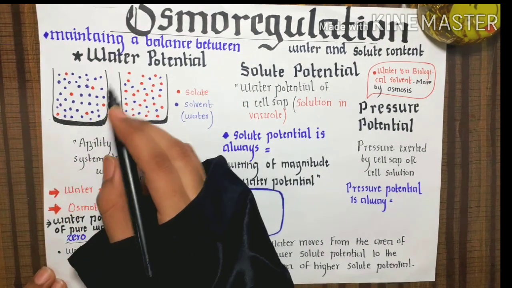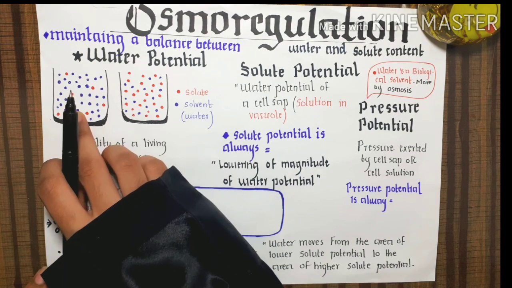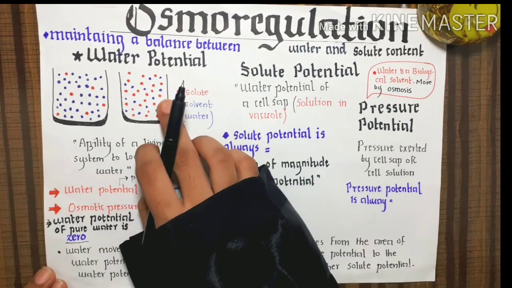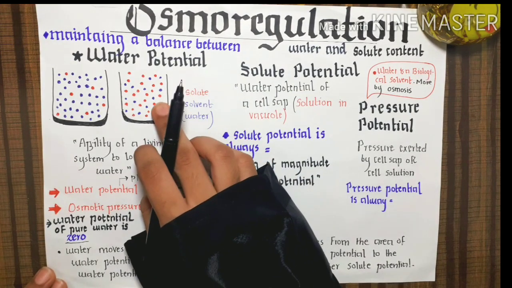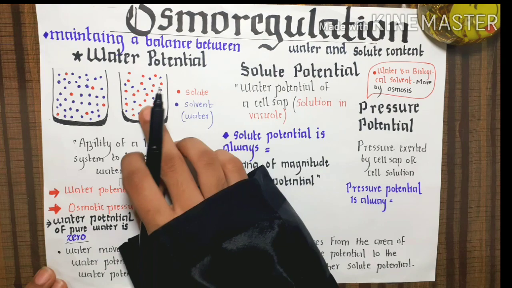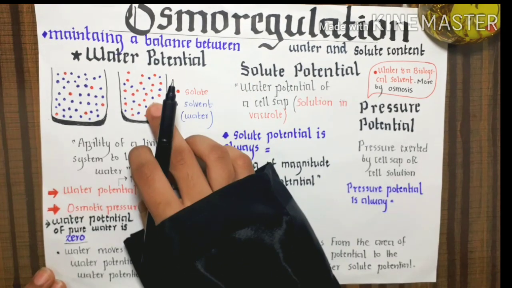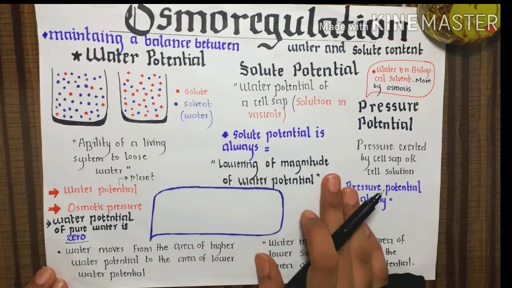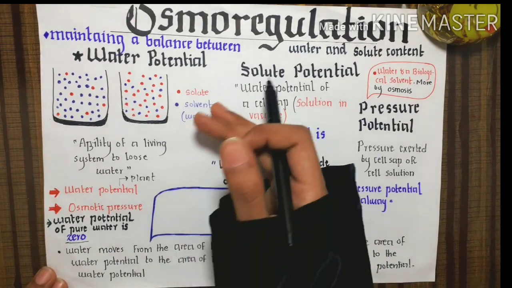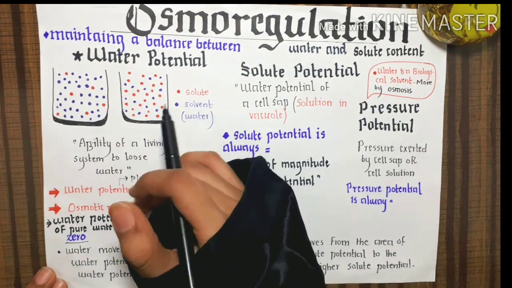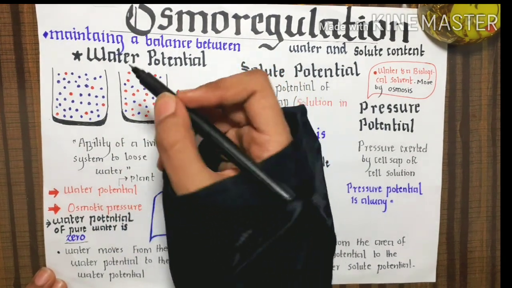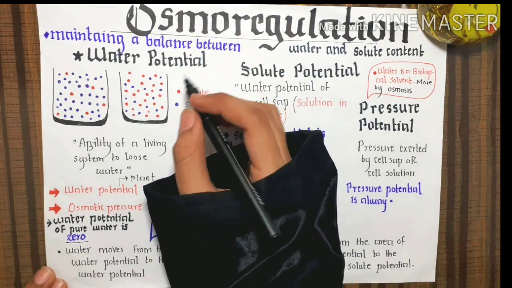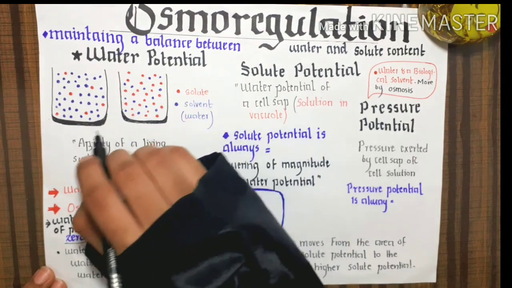So we can now say that this container has a less solute potential because it has more water, right? And this container has a more solute potential because it has more solute particles and less water particles. So now have you understood this definition? Lowering of the magnitude of a water potential. Why does water potential decrease? Because the amount of solute in the cell or in the container increases.